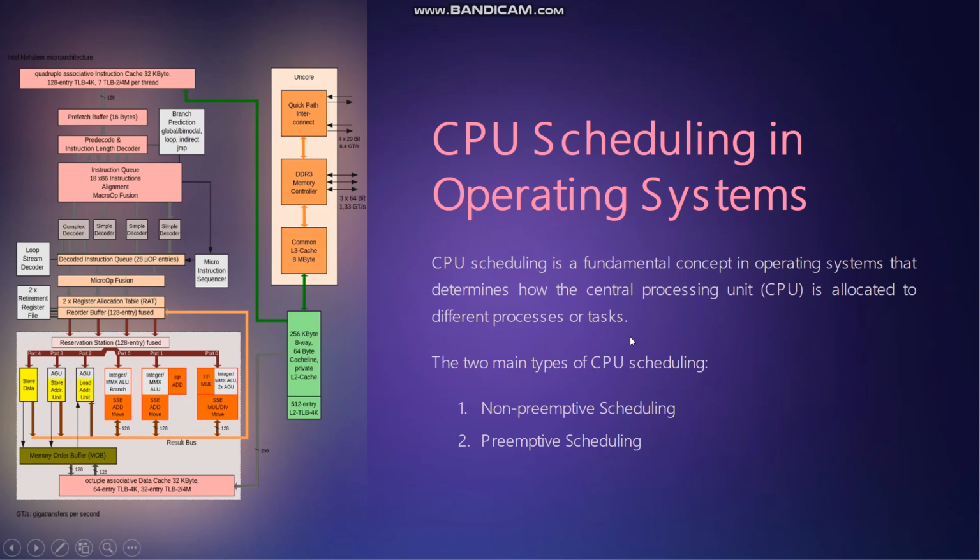Hi, this is Muhammad Hafiz, and today I'm going to explain about CPU scheduling in operating systems. CPU scheduling is a fundamental concept in operating systems that determines how the central processing unit (CPU) is allocated to the different processes or tasks. The two main types of CPU scheduling are: number one, non-preemptive scheduling, and number two, preemptive scheduling.